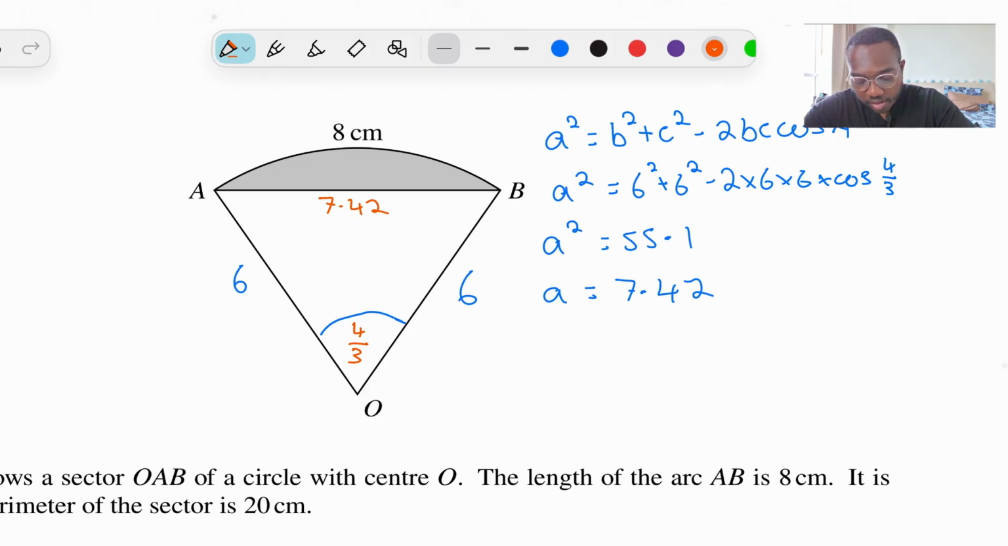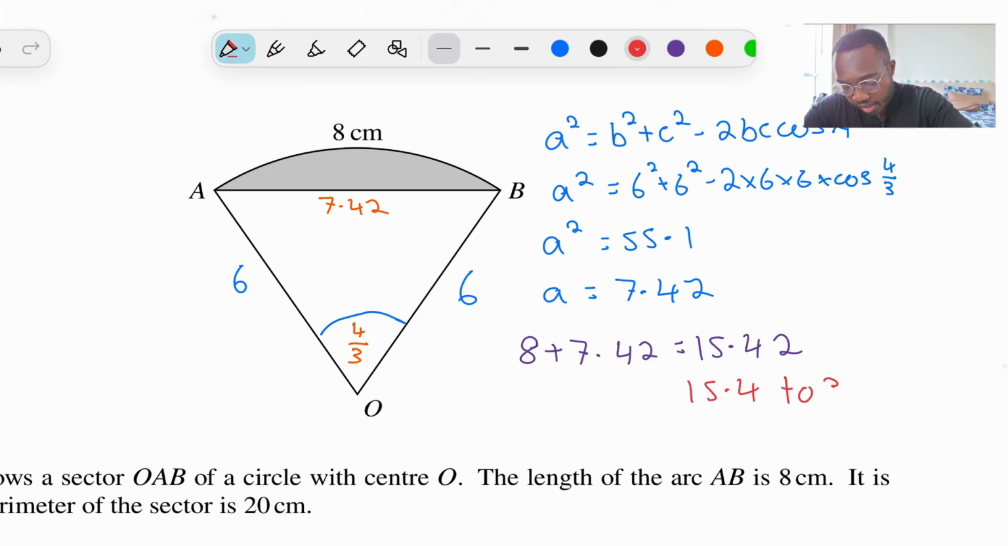Therefore, the perimeter would just simply be 8 plus the 7.42, which gives me 15.42. And to three significant figures, we'll just write that as 15.4, to 3SF. And that would be it.